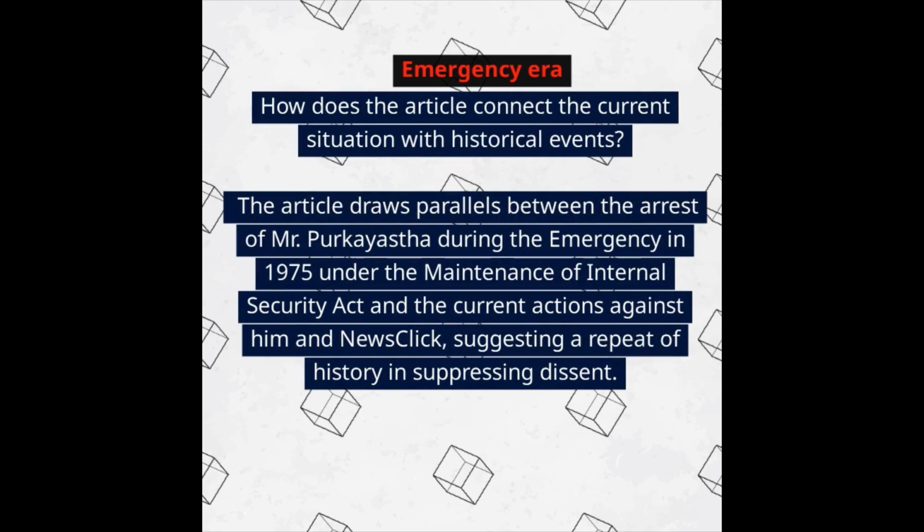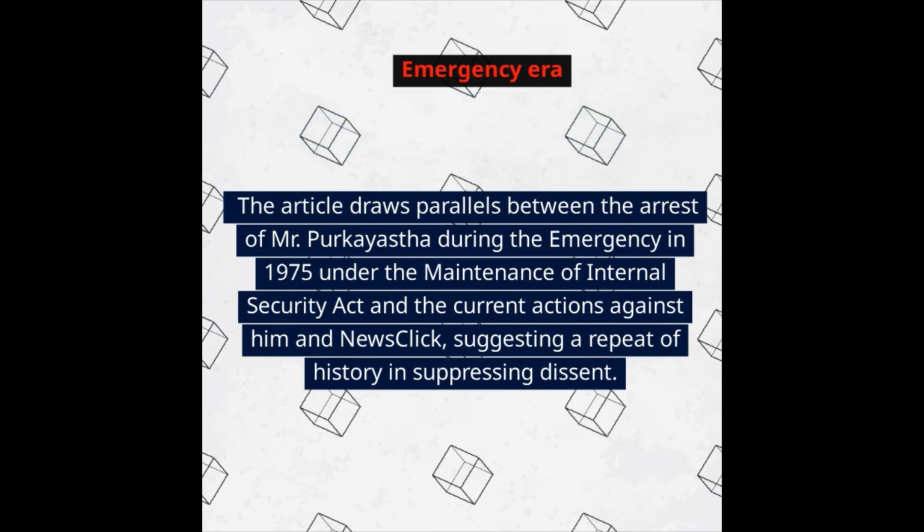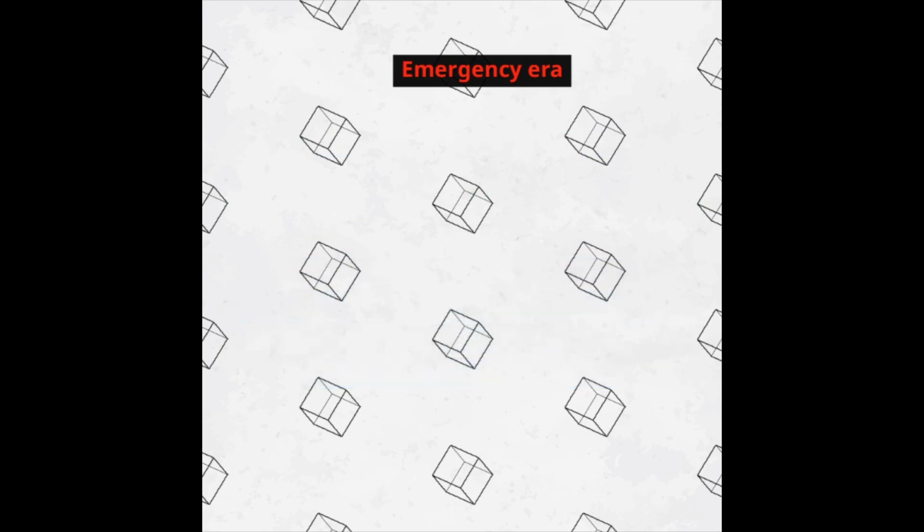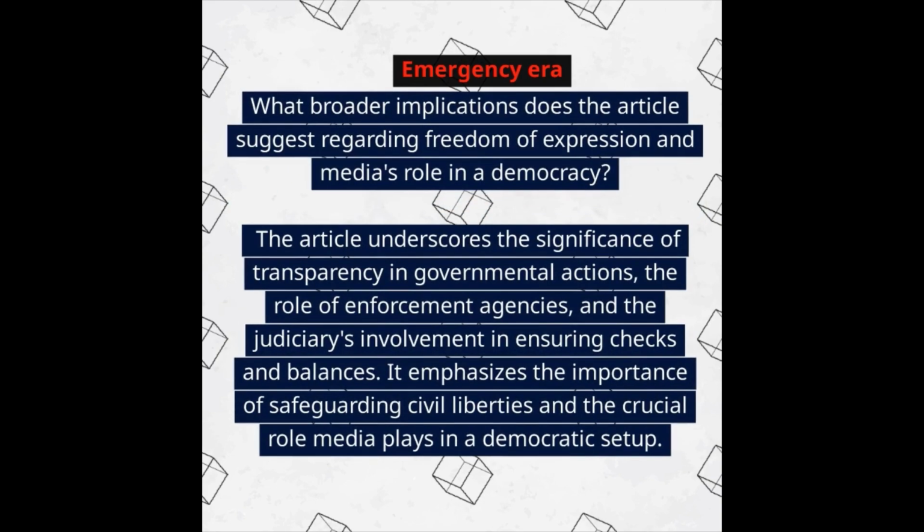How does the article connect the current situation with historical events? The article draws parallels between the arrest of Mr. Purkayastha during the emergency in 1975 under the Maintenance of Internal Security Act and the current actions against him and NewsClick, suggesting a repeat of history in suppressing dissent. What broader implications does the article suggest regarding freedom of expression and media's role in a democracy?